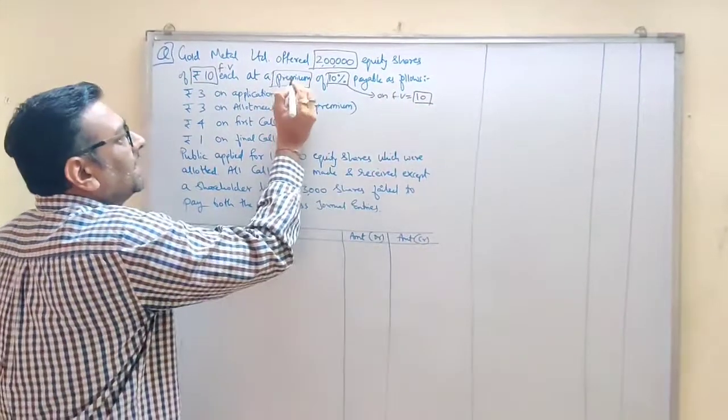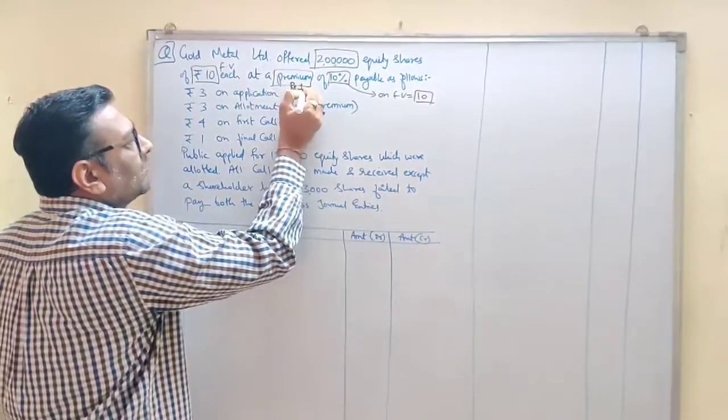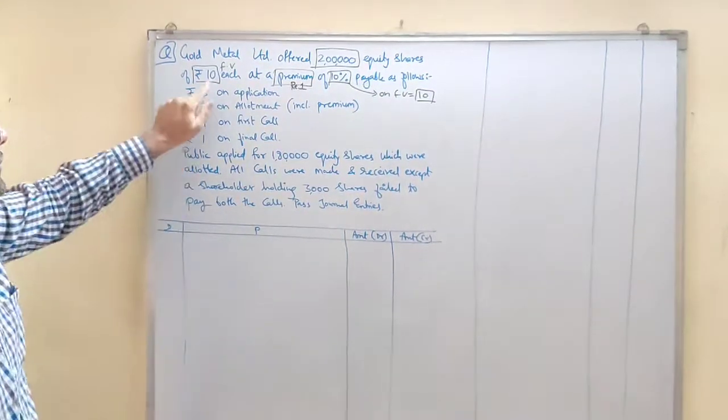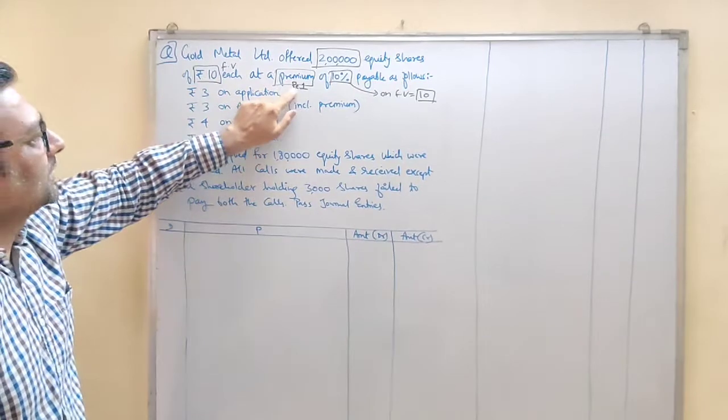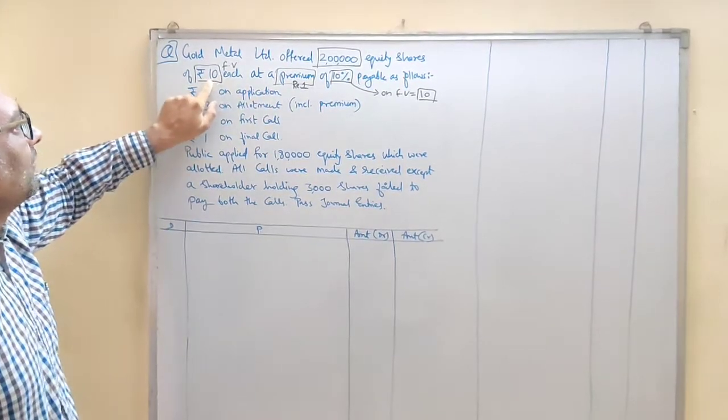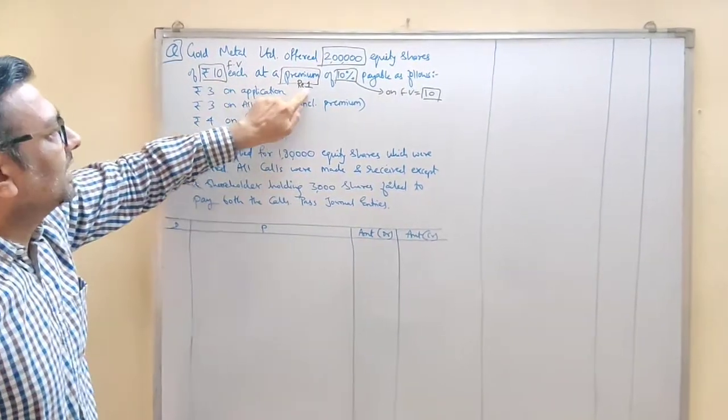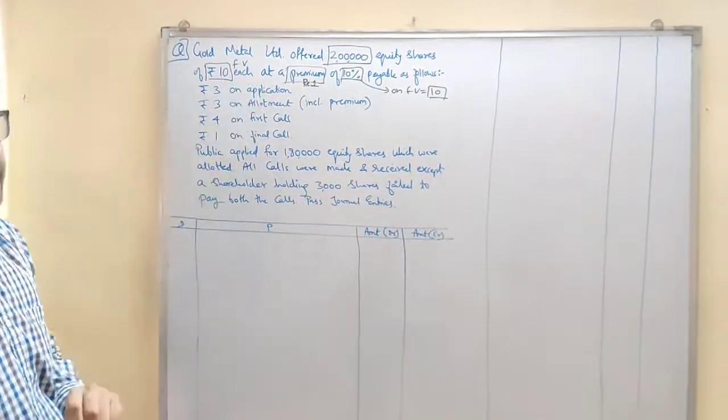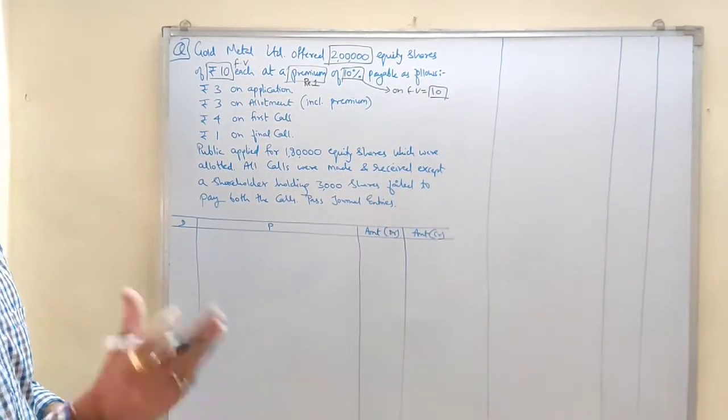So how much will it be? Rupee 1. So 1 rupee is the premium. So how much in total are we supposed to collect from the shareholders? 10 for the face value and 1 for the premium. So the total receivable from them is 11 rupees.